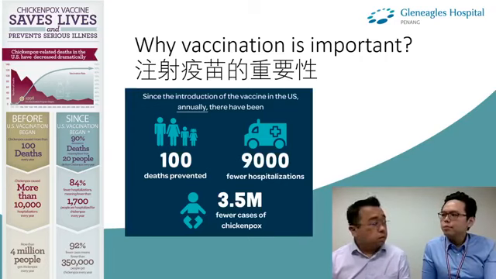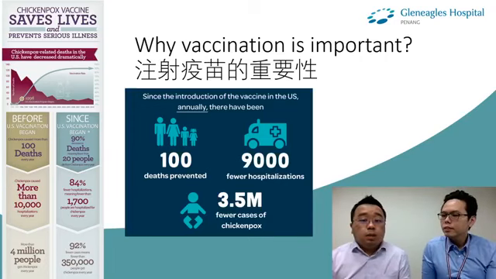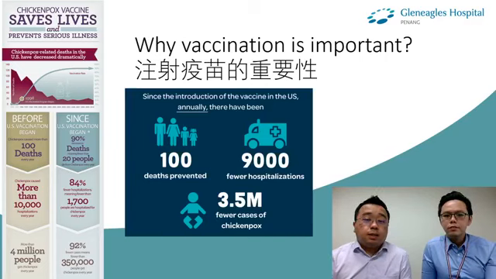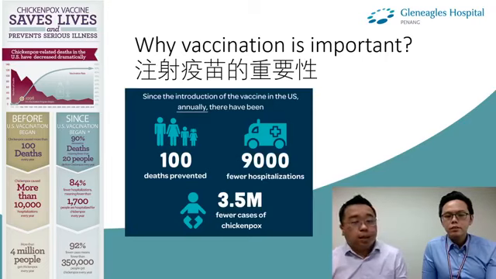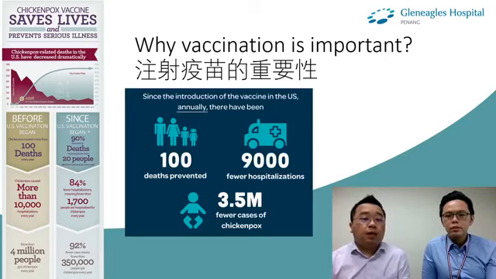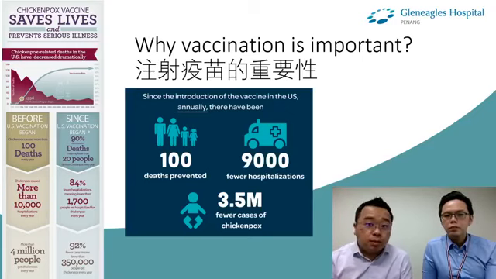So why is it so important that we get vaccinated? Okay, this is the data that was collected in the United States. Unfortunately, in Malaysia we don't have this sort of data, but it's the same. What they did was collect data before the vaccination began, and then collected data again after everyone started vaccination. What they realized is that a lot of deaths were prevented. That's number one. There are fewer hospitalizations, and almost 3.5 million people were prevented from getting chickenpox.